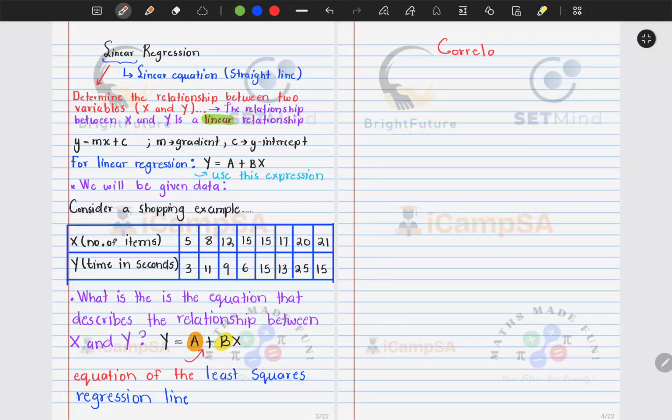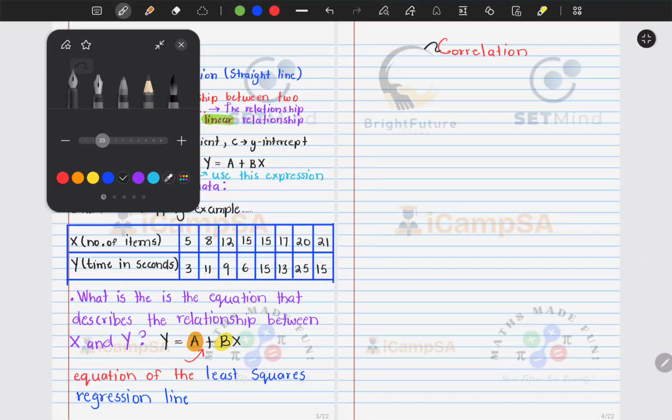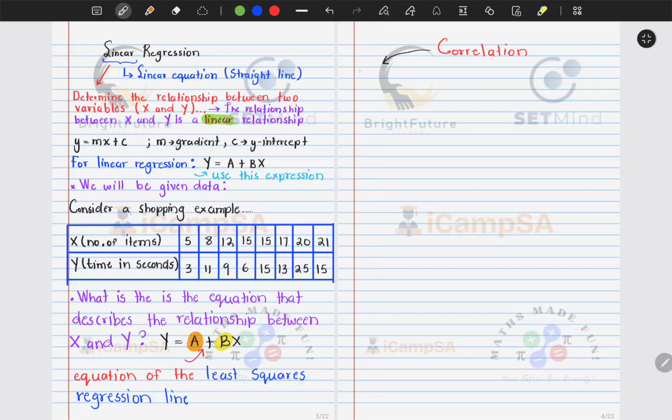So we have what we call correlation. What correlation is, it speaks to how much the data is related, or how much x and y are related to each other. So that is what this is doing. It speaks to how much x and y are related to each other.